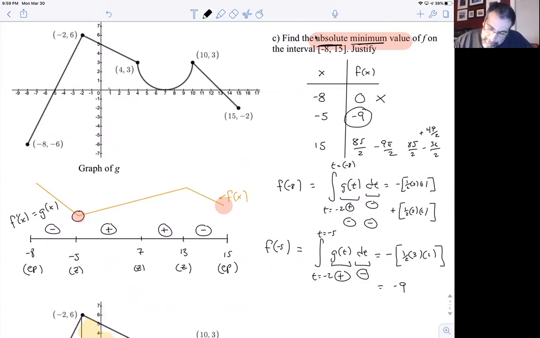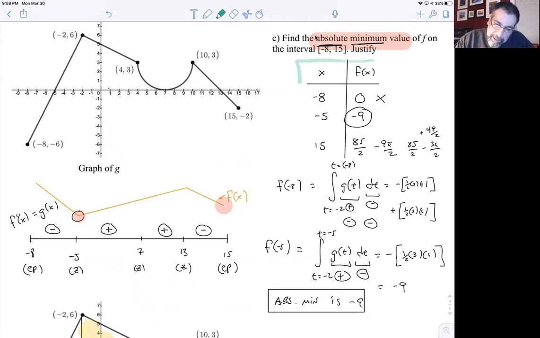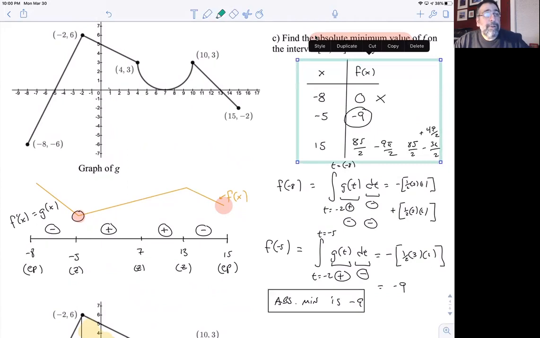Okay, so the absolute min is -9. Now, again, the beauty of this, if we do the candidates test, then this right here is all the justification we need. That will do the trick for us.